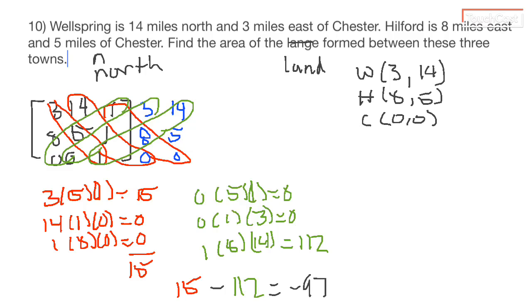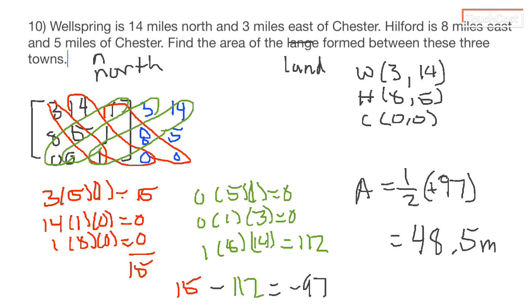And to find the area, we take half of negative 97. Which is going to give us the area of 48.5. And now, here's the thing. We are dealing with an area, so we don't really need to make this negative 97. We'll call it positive 97. So our area is going to be 48.5 miles squared.